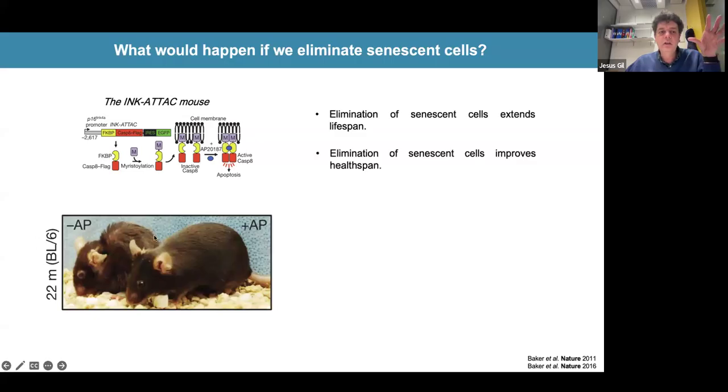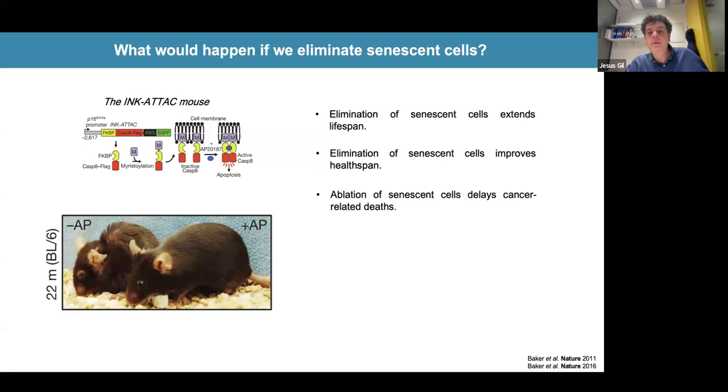of mice. Not only that, but mice that have the senescent cells eliminated seem healthier, so they have an improved health span. So these are almost 2-year-old mice. One has its senescent cells eliminated, the other not. And you can see that the one that doesn't have senescent cells looks much healthier. The extension of the lifespan is achieved through delay of cancer-related deaths. So that's mostly what explains this extension of the lifespan in the mice.